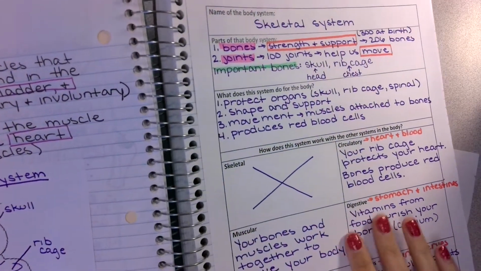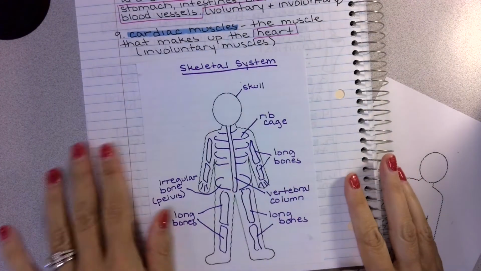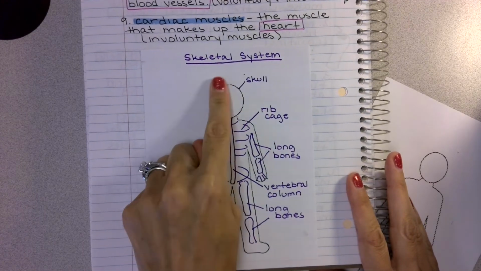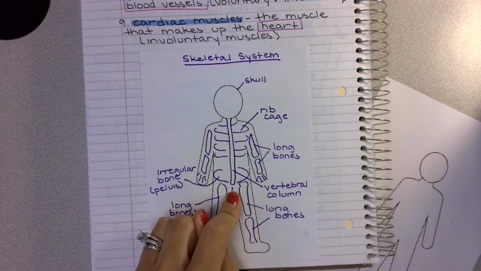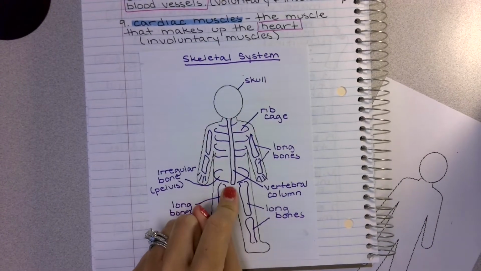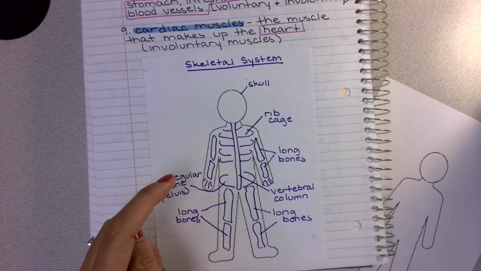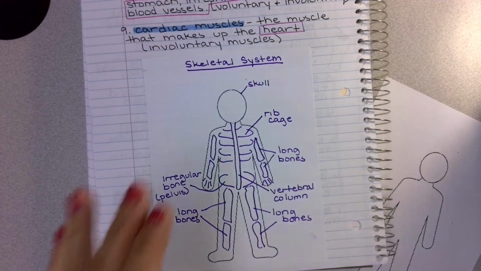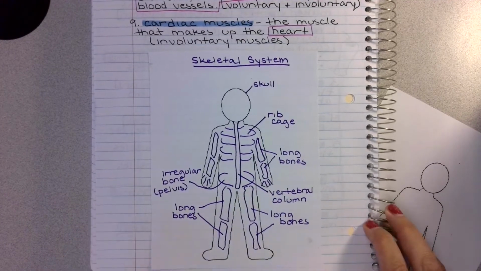Yesterday I forgot to show you that you're going to put this little guy, and you can pause this and fill him out. This is the little guy that shows your skeletal system, the parts that you need to know. So you have your skull in your head, you have your spinal column or vertebral column where your vertebrae are. You have your rib cage, and you have the long bones in your legs and your arms. And then you also have your pelvis, which is an example of irregular bones. So go ahead and fill this guy out. Then you're going to glue him into your notebook.